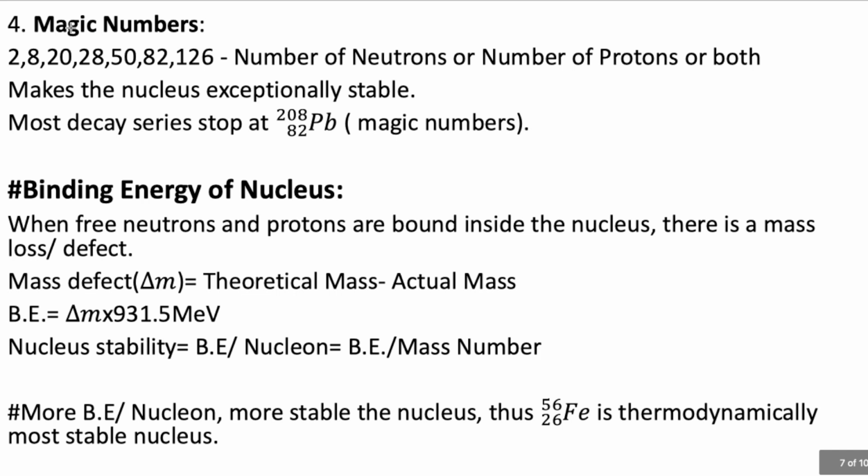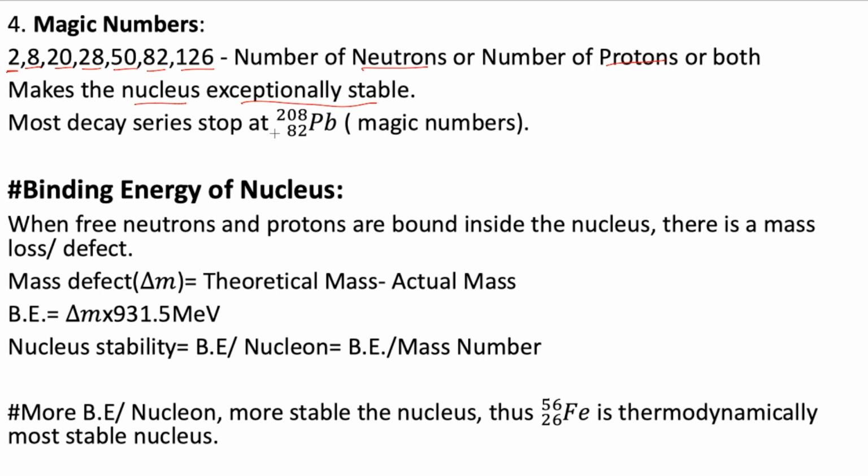Okay, the next theory is of magic numbers. So there are certain numbers like 2, 8, 20, 28, 50, 82 and 126. These numbers of neutrons or protons or both make the nucleus exceptionally stable. This is nothing but experimental data which is considered as magic numbers. So if the nucleus has 2, 8, 20, 28, 50, 82 or 126 neutrons or protons or both, then it will be more stable than the others.